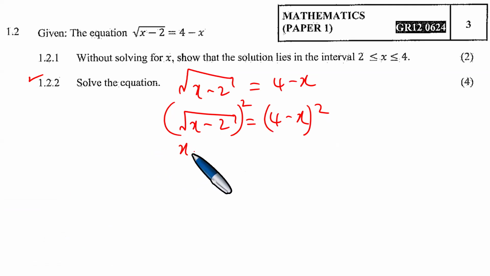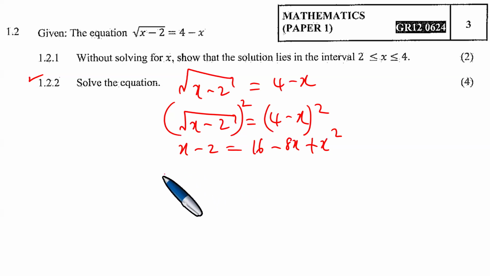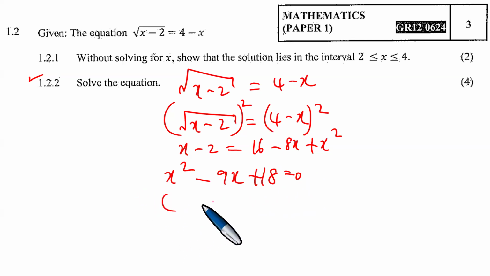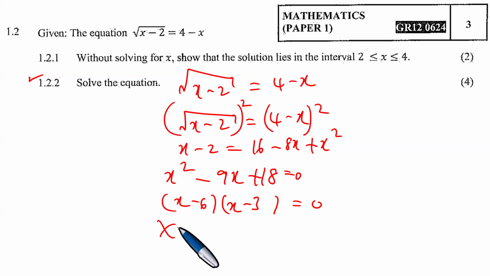We square these, which is x minus 2, and then 4 squared is 16 minus 8x plus x squared. If we square this binomial, this is what we get. Getting x squared, we have minus 8x minus that, which is minus 9x, and 16 plus 2, which is exactly 18. At this point, we're able to find the factors: x squared gives x and x, and the factors of 18 are minus 6 and minus 3, whose sum is minus 9, which means either x is 6 or x is 3.